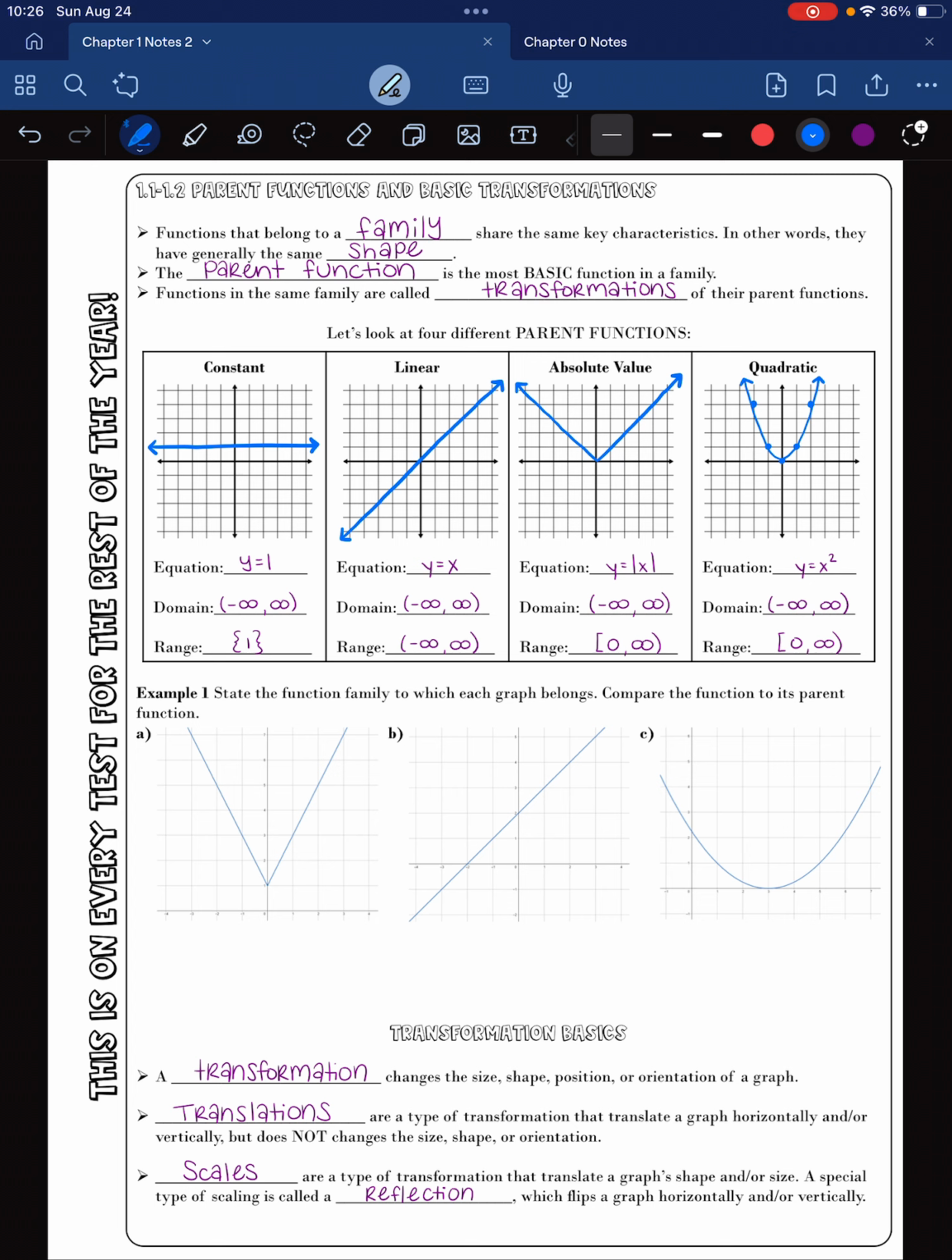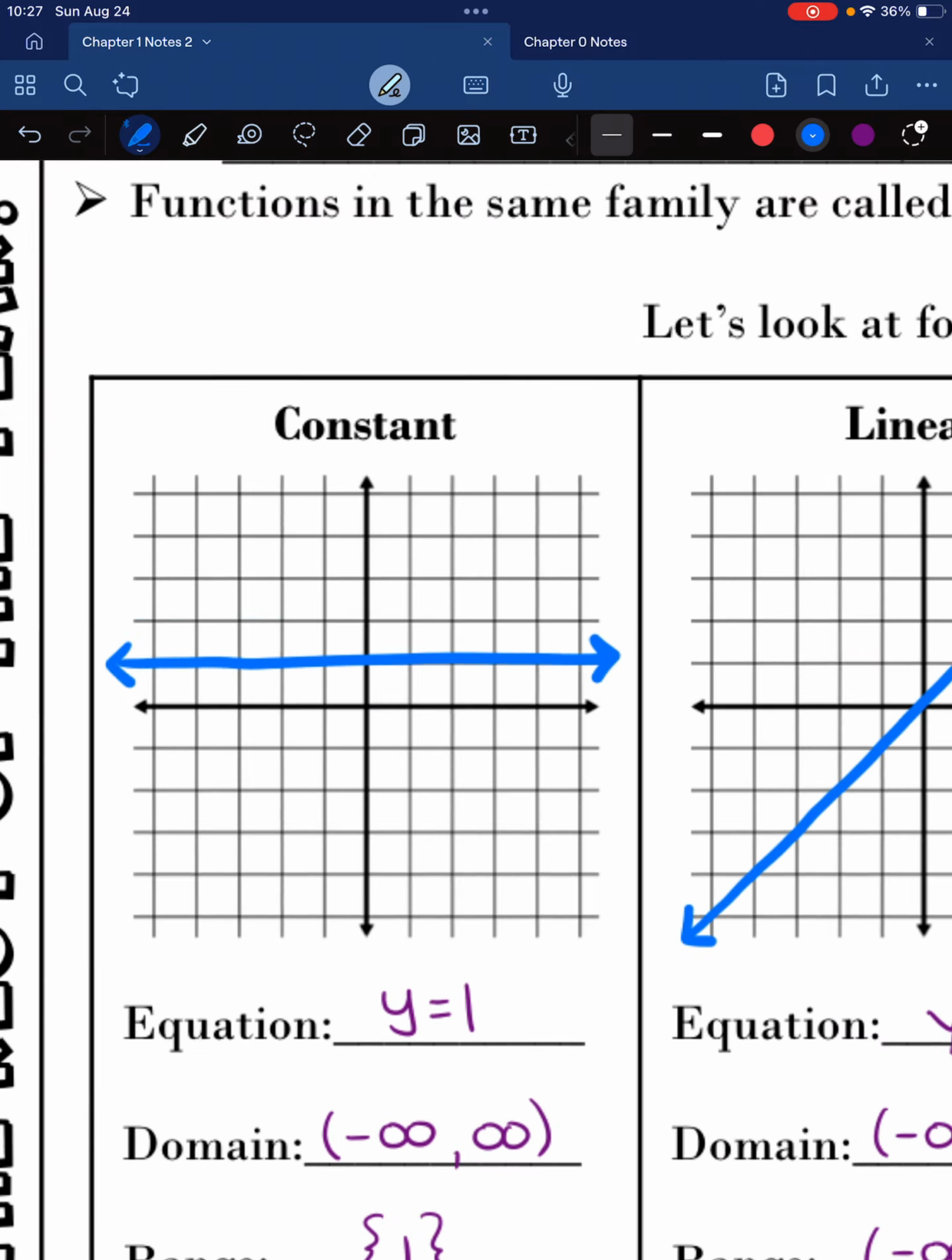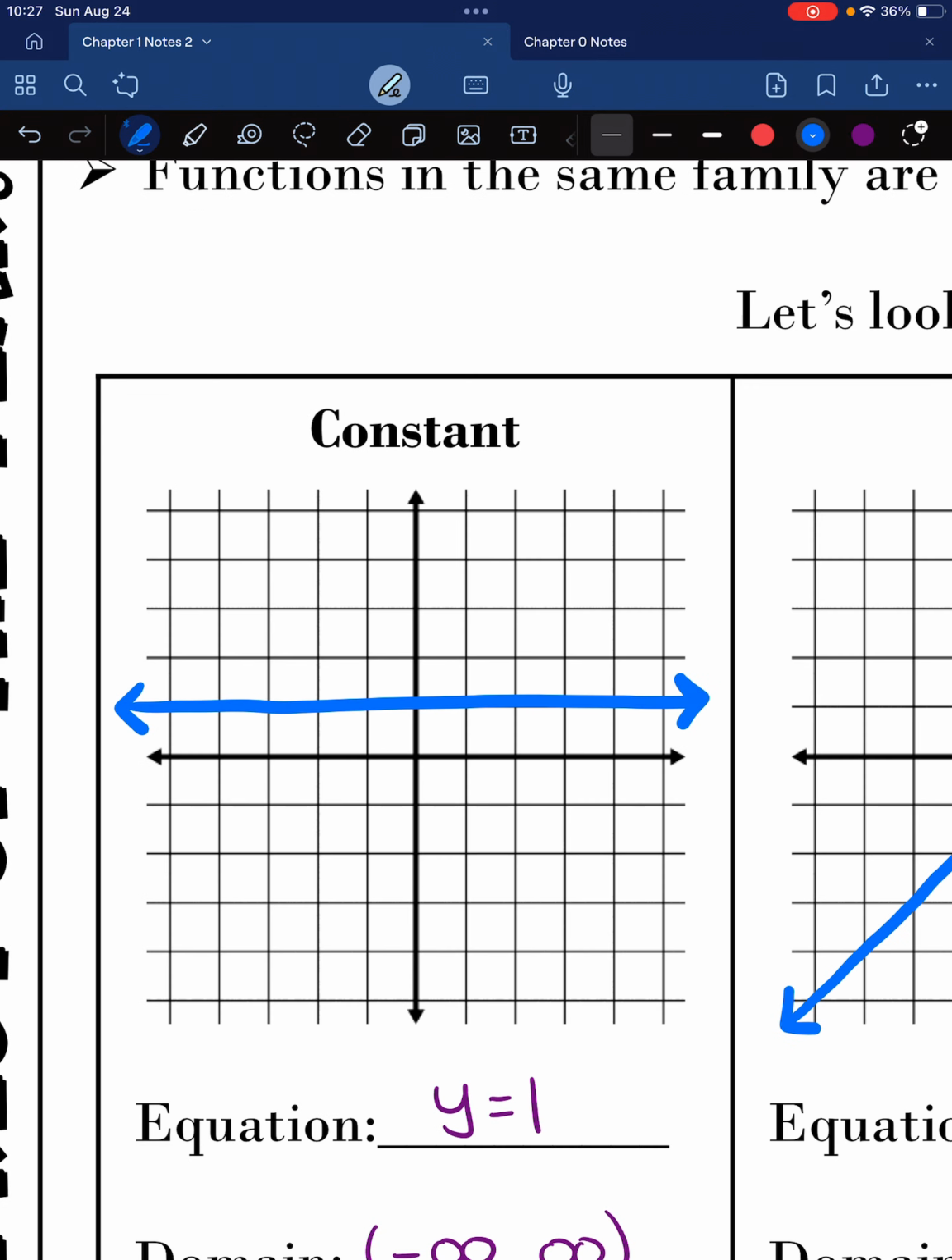Okay, so I've been using the word parent function, and all functions belong to their own families. And just like families tend to look similar to each other, right? You and your siblings probably look similar, and your parents and your grandparents. That's the same vibe that functions are going to give, is that if they look the same, like if they're all horizontal lines, they belong to the family of constant functions.